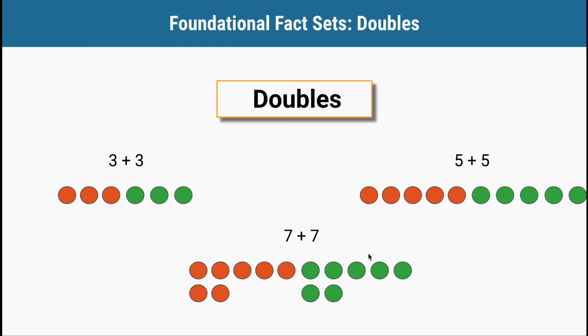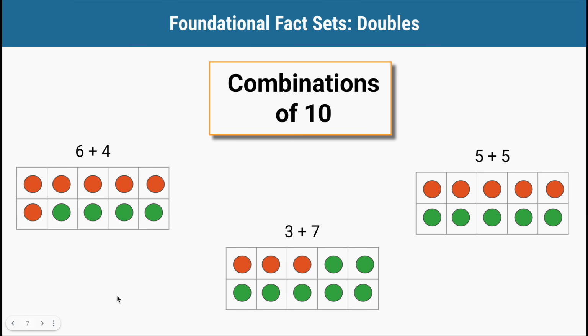Awesome. Another foundational fact set is doubles. So we have some examples on the screen here. 3 plus 3, 7 plus 7, 5 plus 5. These facts are ones that students do need to memorize, but they are often ones that are easier to memorize. Students often do well with doubles, and we'll see in a moment how doubles facts support us deriving near doubles facts.